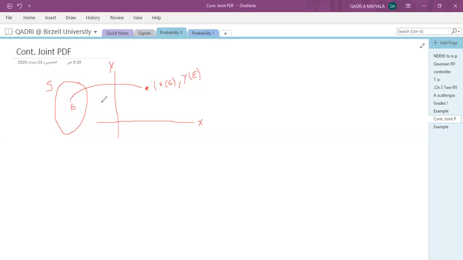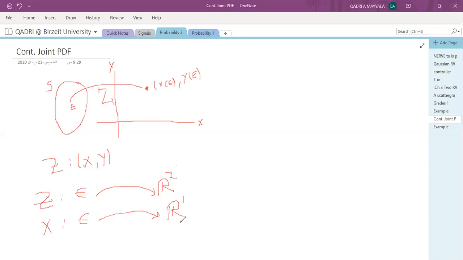So what you are really doing, let's call this mapping Z mapping, or in general Z transformation, where Z is made of the X and Y random variables. When you have two random variables, Z maps epsilon to the two-dimensional plane. While when we had one random variable, let's say X alone, it maps from epsilon to the real line R, one-dimensional. Here you can write one if you like. So this is the only difference.